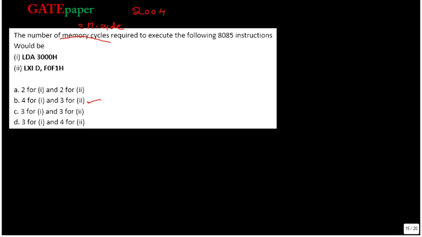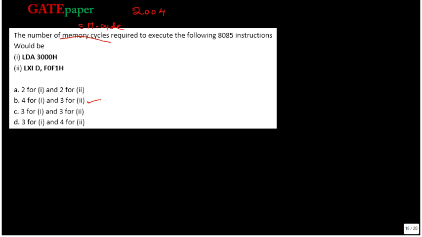That one operation can be either accessing the memory, that means memory read or memory write, or accessing I/O, that means IO read or IO write, or acknowledging an external request, like an interrupt request or hold request. So the microprocessor performs one complete operation in one machine cycle. So here in the question, memory cycles means nothing but machine cycles only.